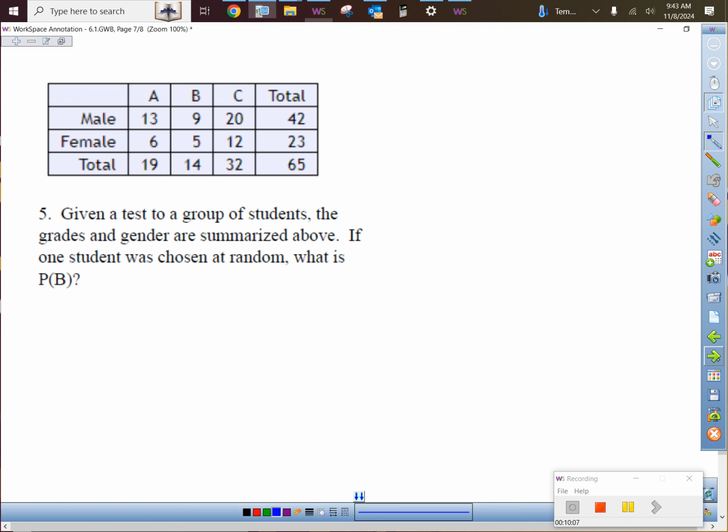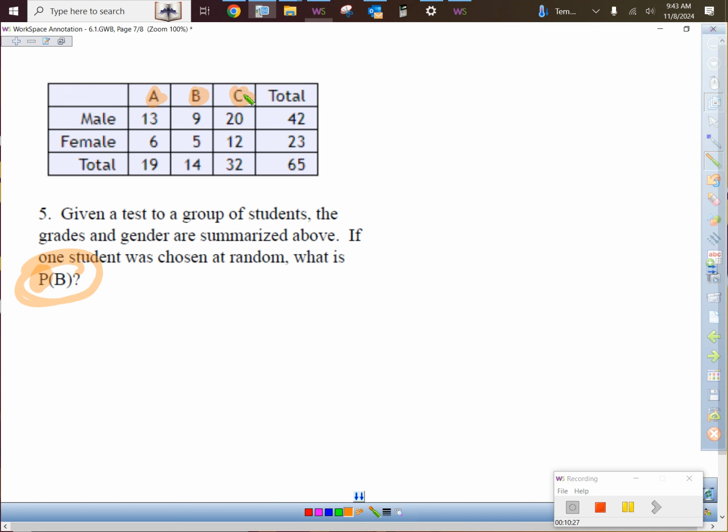Here is a big chart right here. Given a test to a group of students, the grades and gender are summarized above. If one student was chosen at random, what is this? What do you think that means? What does this P stand for out in front? Probability of a B. They're giving grades on the test. You either got an A, B, or a C in that case.